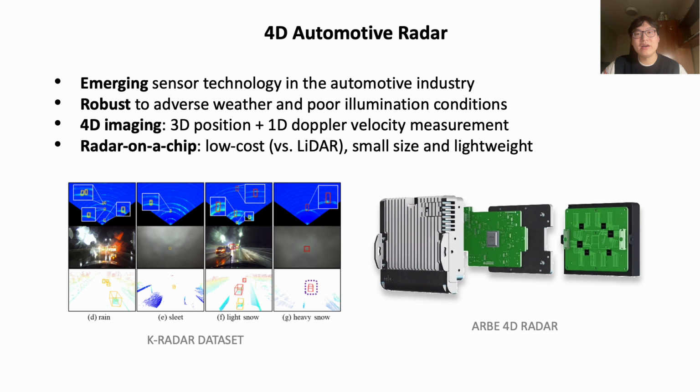4D automotive radar is an emerging sensor technology in the automotive industry. It received increasing attention recently due to its advantages over LiDAR and camera. It's robust against adverse weather and poor lighting conditions. It has 4D imaging functions. It's a kind of radar on chip with low cost, small size, and light weight.